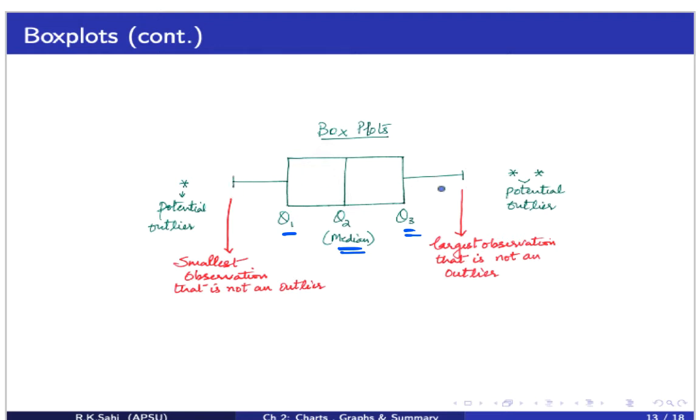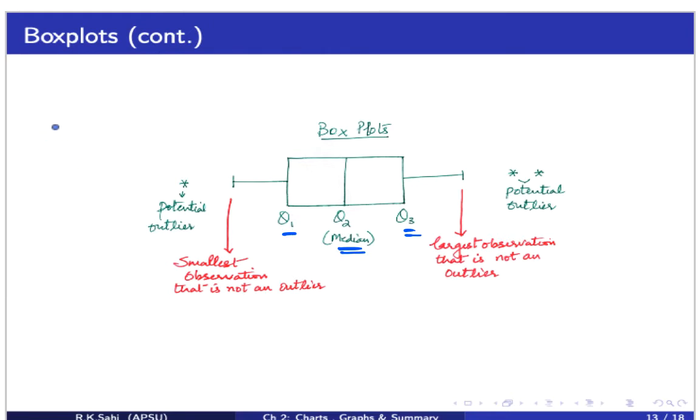In order to find these two whiskers, we look at all the observations on the left-hand side of Q1, and take the smallest one that is not an outlier. That's the value which goes as the last point of the whisker, the adjacent value. Similarly, we find this little vertical line, which is the largest observation that is not an outlier. So that's how we do it.